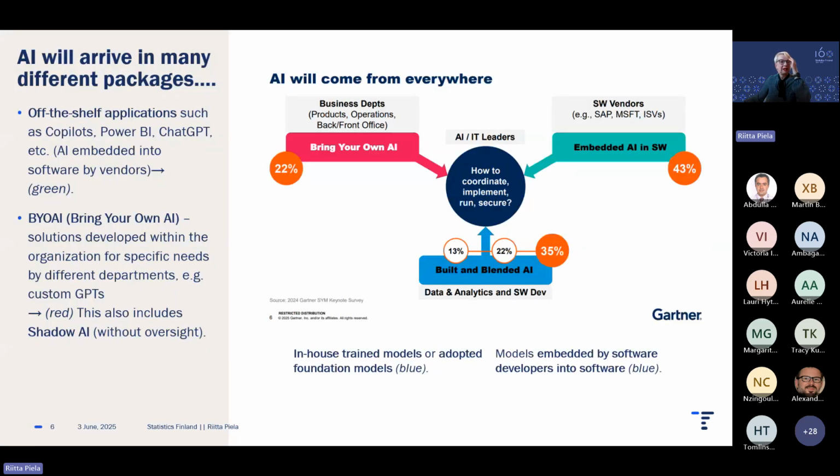But you can also look at AI from a totally different perspective, because AI arrives in many different packages. I borrowed a picture from a Gartner slideshow because I thought this is a really good example, and it helps to understand the diversity of the packages in which AI enters your office. On the right-hand side, there's this green box, and there are off-the-shelf applications such as Copilots, Power BI, ChatGPT, and so on, where AI is embedded into software by vendors.